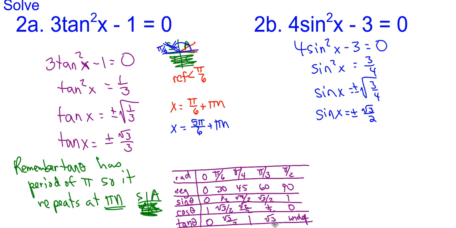So our reference angle is pi over 3. And for this one, I just want to do all of these. There's going to be up to four answers, I guess, is the way we'll say that. Let's just see what happens. So first I'm going to get this angle, and that's going to be pi over 3. So x equals pi over 3 plus 2 pi n.